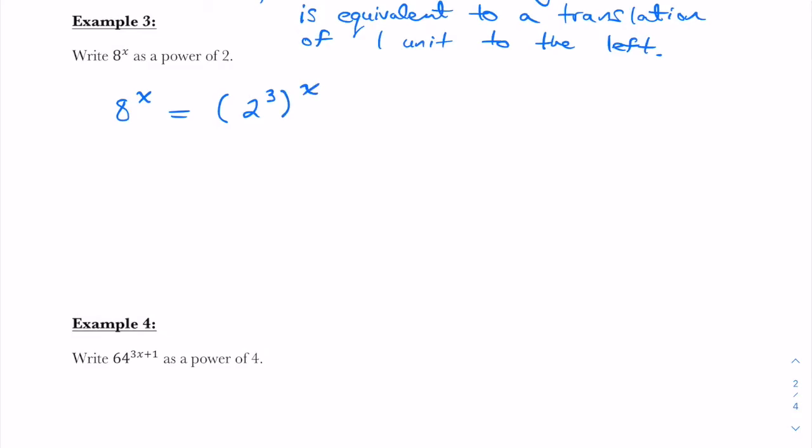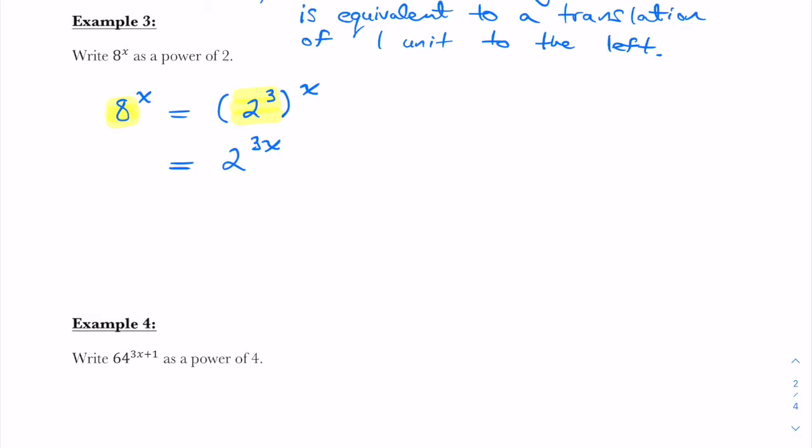This is because 2 times 2 times 2 is 8. So I've just replaced the base of 8 with 2 to the exponent 3. I hope that step is clear. You're allowed to make that substitution. And now that you've done that, you can use your laws of exponents on the right side. We're going to use the power of a power rule here, which tells you to multiply the exponents. So 8 to the exponent x is equivalent to 2 to the exponent of 3 times x. And that's how we were able to write 8 to the x as a power of 2.